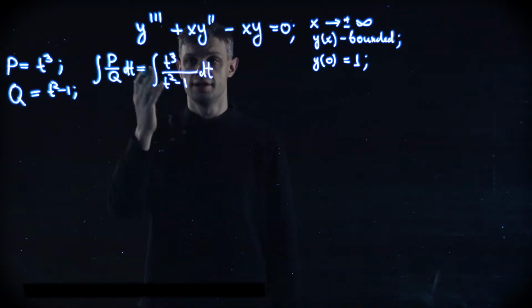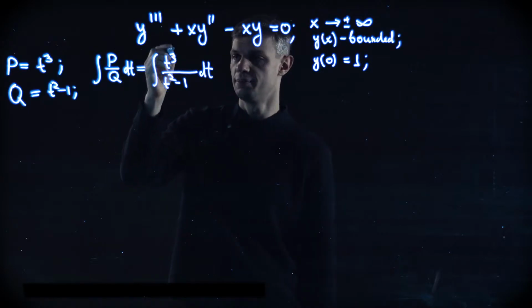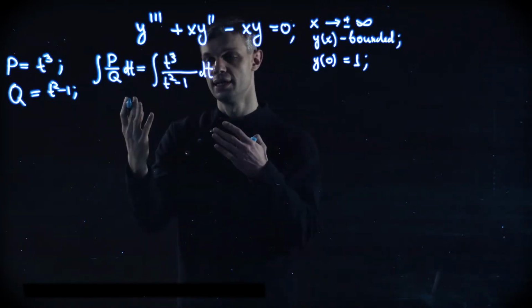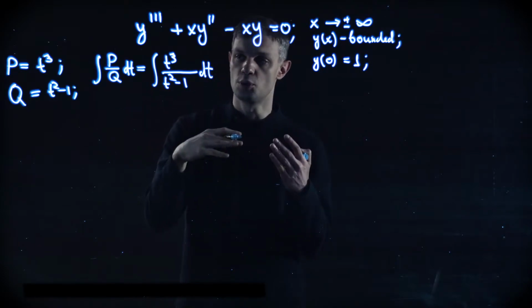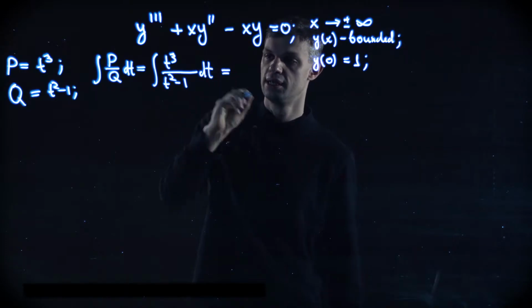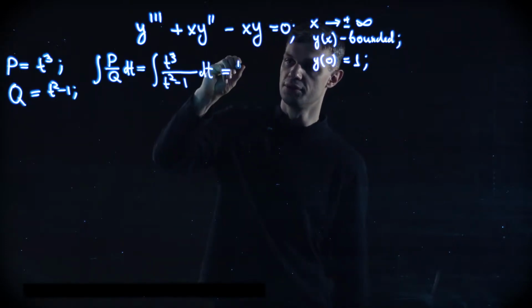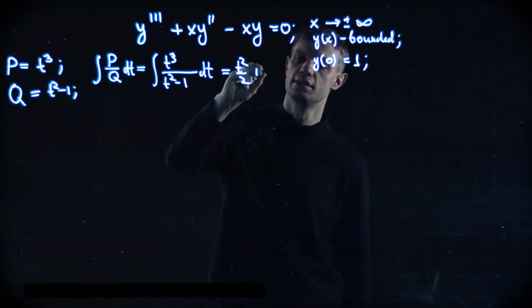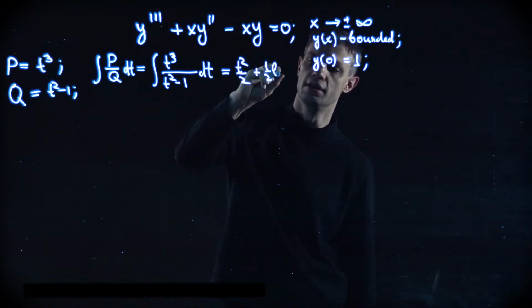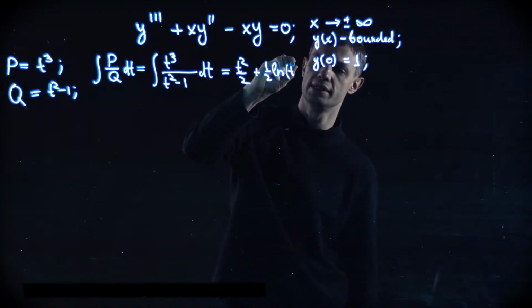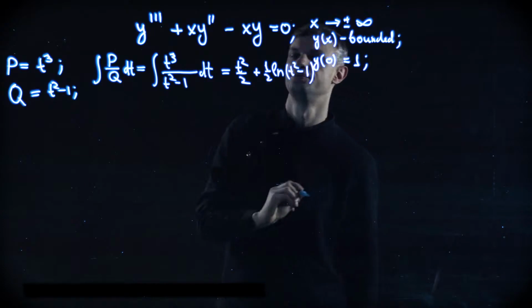Okay, so this is a simple integral. Well, you can take it by splitting t cubed into the product of t squared times t, and then you substitute t squared with t squared minus 1 plus 1. So the result is quite straightforward. It's t squared over 2 plus 1/2 the natural logarithm of t squared minus 1.